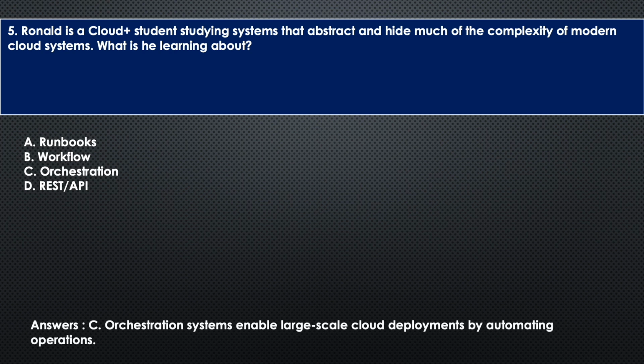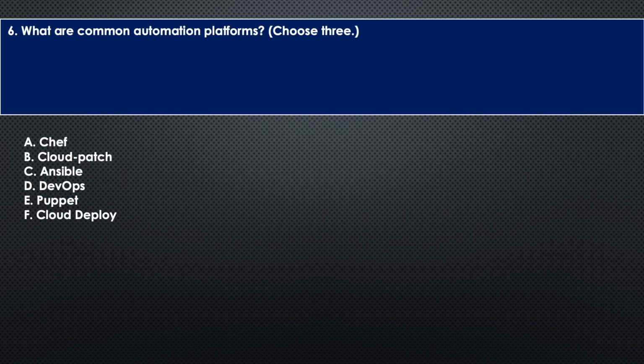6. What are common automation platforms? Choose 3. A. Chef. B. Cloud Patch. C. Ansible. D. DevOps. E. Puppet. F. Cloud Deploy. Answers. A, C, E. Common automation offerings are Chef, Puppet, and Ansible.